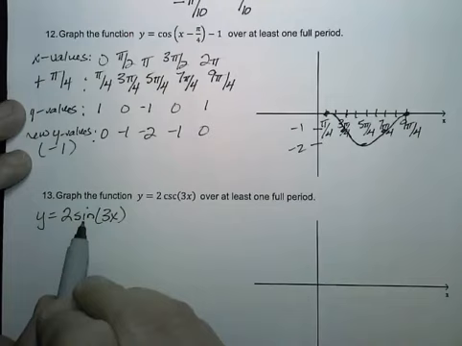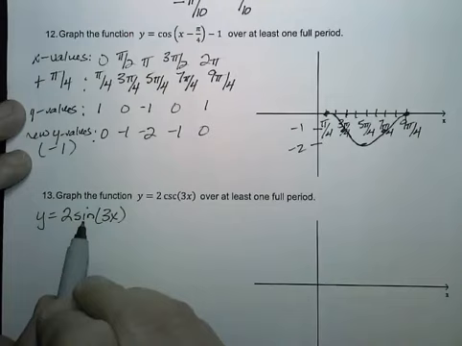So we have pi over 4, 0. We have 3 pi over 4, negative 1. 5 pi over 4, negative 2. 7 pi over 4, negative 1. And 9 pi over 4, 0. That will give us one full period of the graph, and then we would want to go back and label each one of these points.